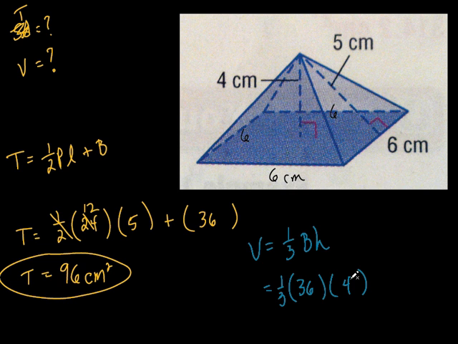All right, so now we can find the volume of this. So 1/3 of 36, that's easy. That's just 12. 12 times 4 is 48. Its volume is always cubed. It's how many cubes can you fit inside of there. So volume is cubed, area is squared, and you're done.